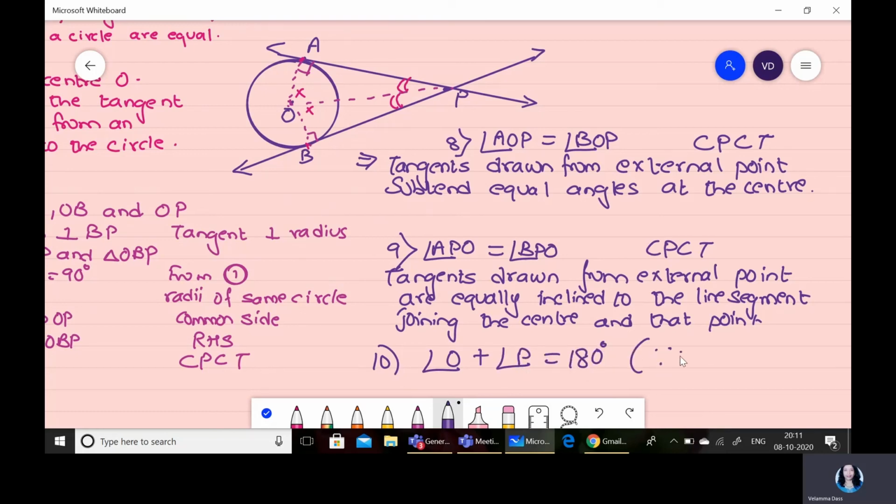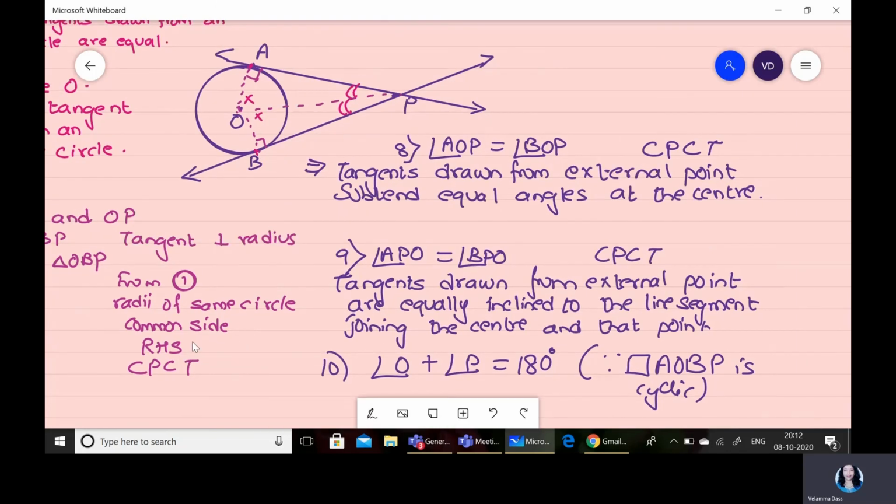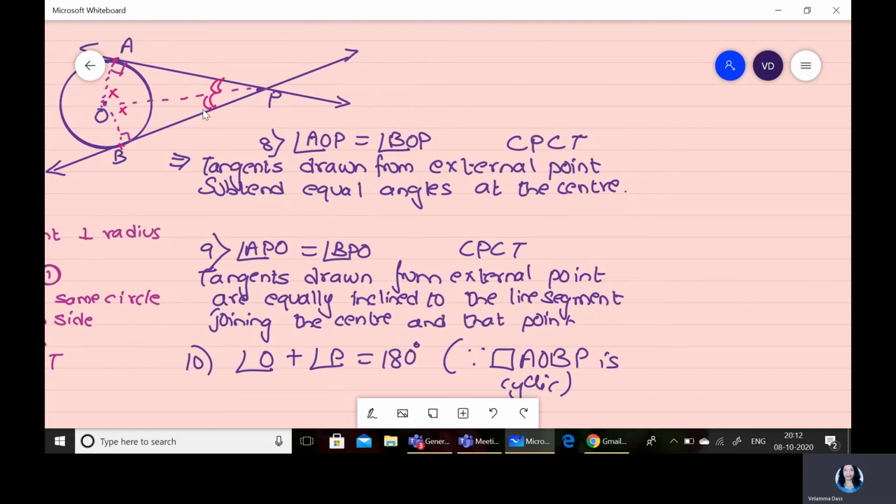We can say simply that this AOBP is a cyclic quadrilateral. It is cyclic. Or we can use the angle sum property of a quadrilateral. If these both are 180, obviously angle O plus angle P is also equal to 180. So from this particular theorem we understand many facts. These two angles are equal, so tangents drawn from an external point are equally inclined to the line segment joining the center and that point. Similarly, these two angles at the center are equal, so they subtend equal angles at the center, and these two angles are supplementary.